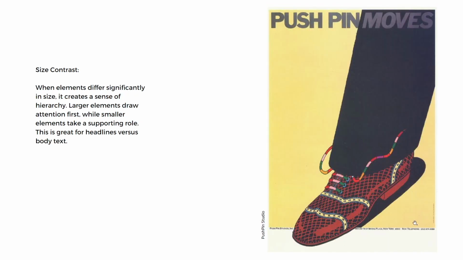Size. So with size contrast, it's going to help create that sense of hierarchy. The larger elements on the page are going to draw your attention in first, while the smaller elements are going to take that supporting role, just like what we were saying with color. One of the elements needs to have the main stage, and the others are just going to be the supporting cast. And this is great for headlines versus whatever's happening in the body text. Or in this case, the giant, large illustration, and at the bottom, the really small type that sort of feeds you into the rest of that info.